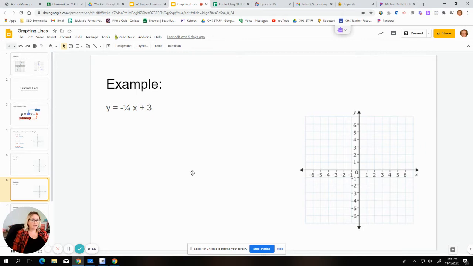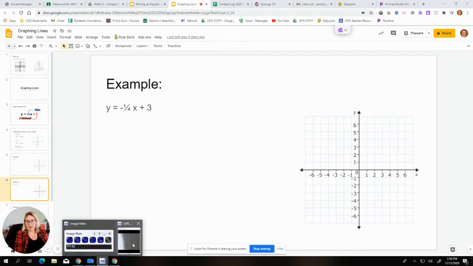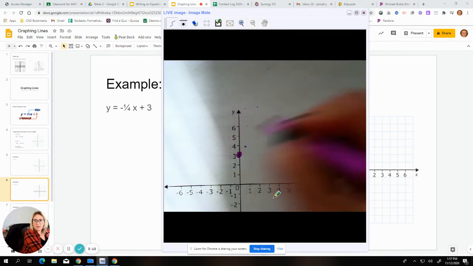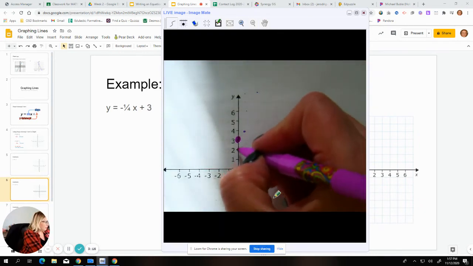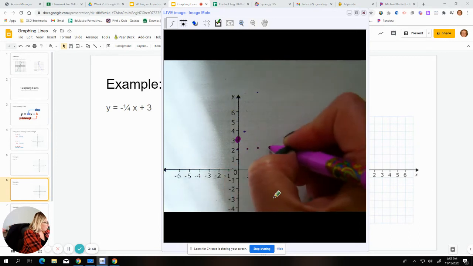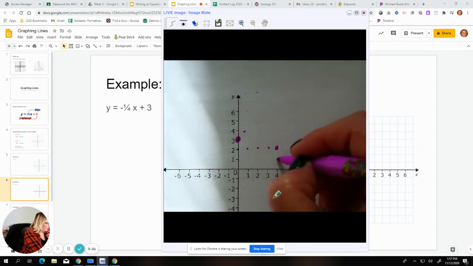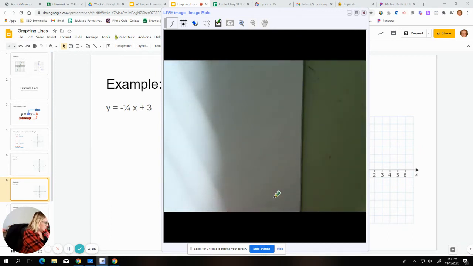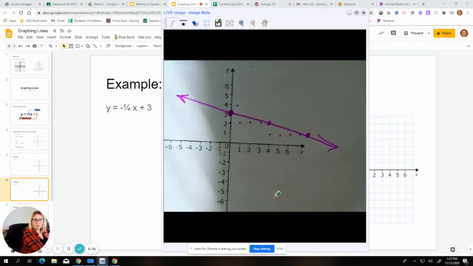Here's another one: y equals negative 1/4 x plus 3. This one has a fractional slope, so we don't have to change it into a fraction. We're still going to start at our y-intercept, which in this case is 3, and we're going to go down 1 over 4. Down 1 over 4, and then that is our line. Okay, down 1 over 4.